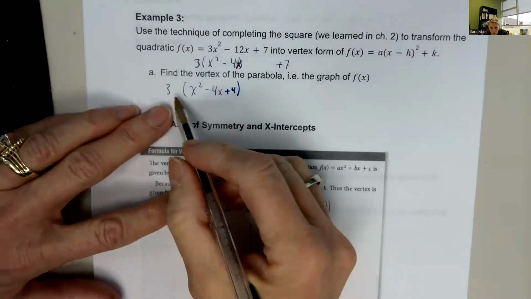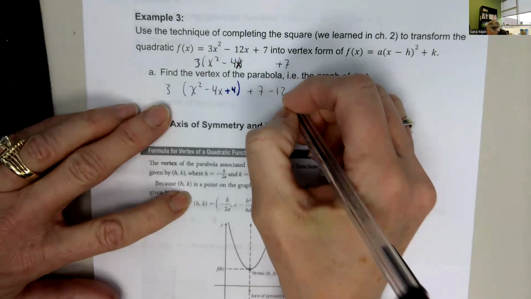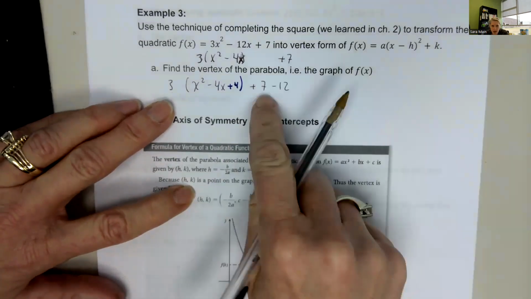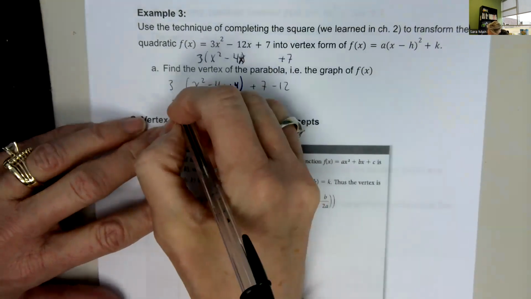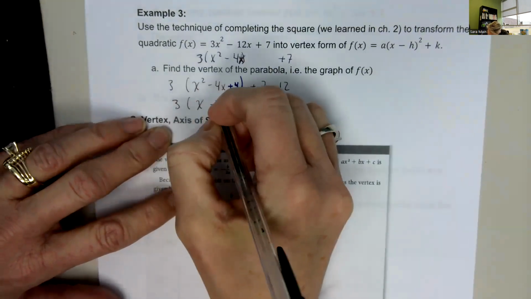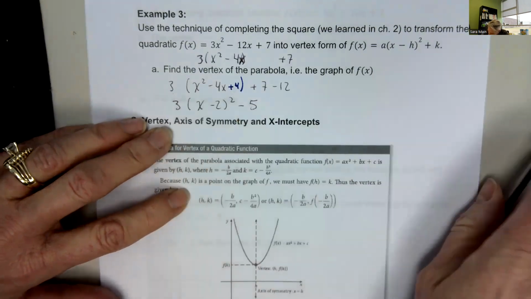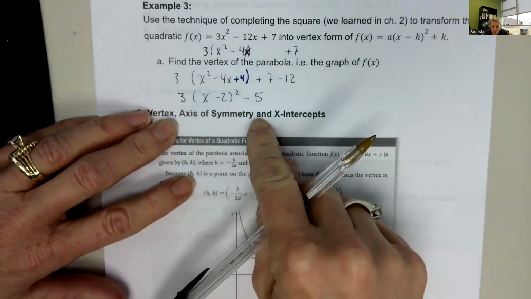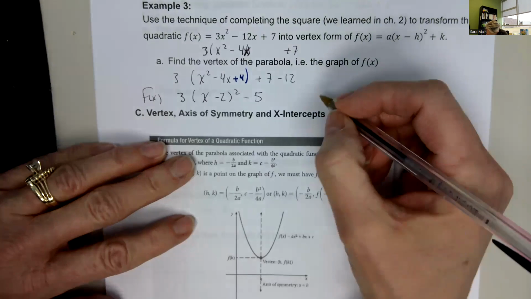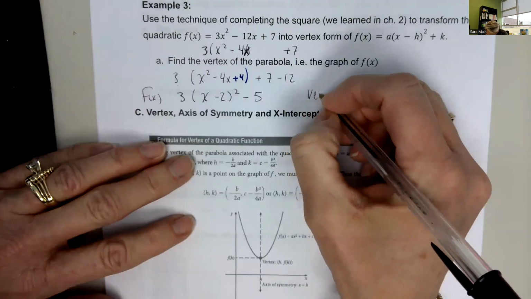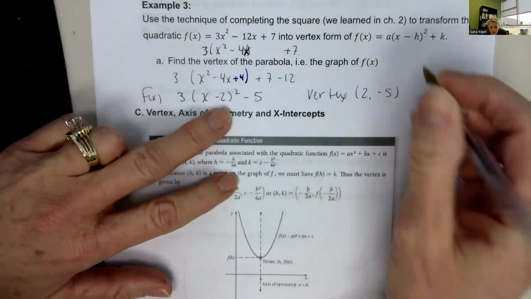And really, I'm adding 12 because of the 3 out here. So I'm adding 12, so I've got plus 7 subtracting 12, because I have to offset the plus 12 that I'm adding. So this means I have 3 times (x minus 2) quantity squared, minus 5. So this should be my new equation of f of x in the vertex format. And that means my vertex should be at (2, -5).